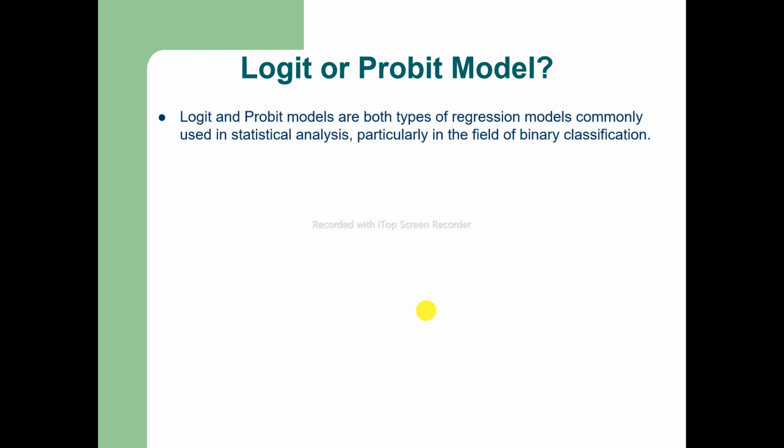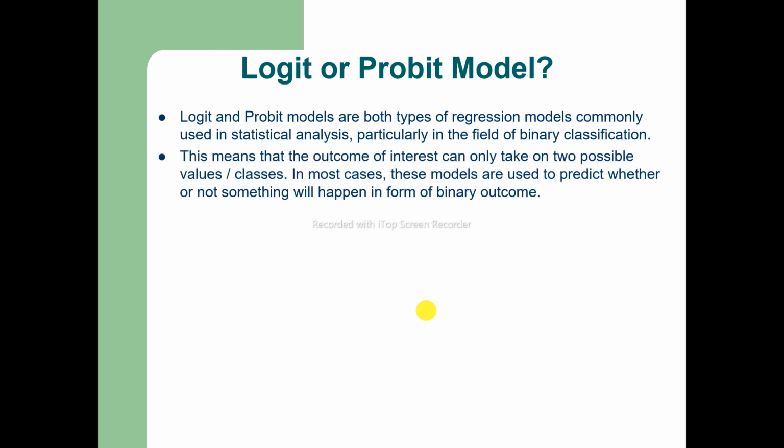Logit and Probit models are both types of regression models which are commonly used in statistical data analysis, particularly in the field of binary classification, when the outcome variable or the response variable has two categorical categories. This means that the outcome of interest can only take on two possible values, and in most cases these models are used to predict whether or not something will happen in the form of a binary outcome.